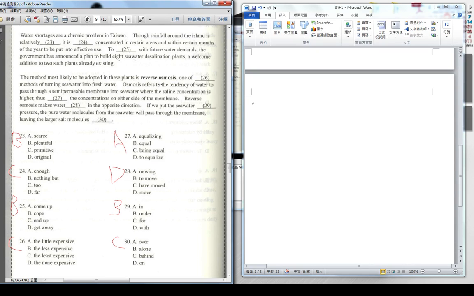Osmosis refers to the tendency of water to pass through a semi-permeable membrane into seawater where the salt concentration is higher, thus equalizing the concentration on either side of the membrane. Reverse osmosis makes water move in the opposite direction. If we put the seawater under pressure, the pure water molecule from the seawater will pass through the membrane, leaving a large salt molecule behind.